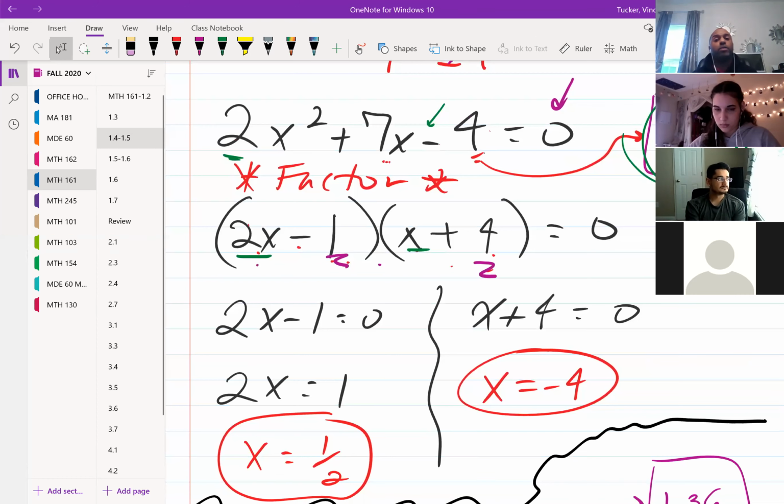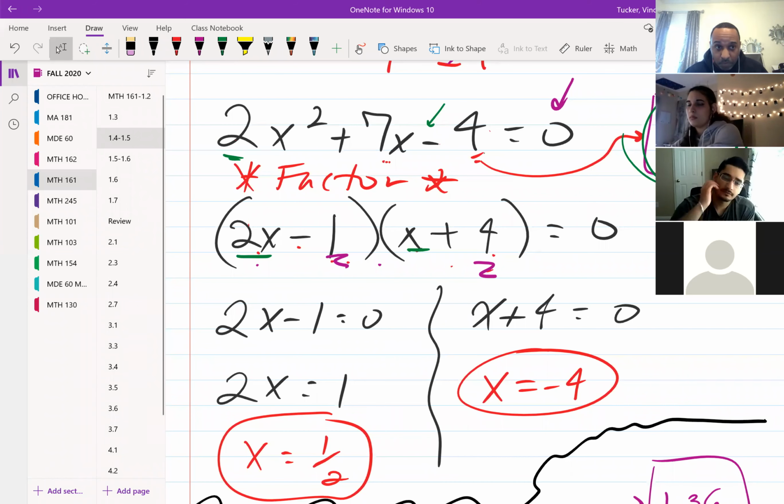So once we factored, that's 2x minus 1 equal to 0 and x plus 4 equal to 0, and you solve them accordingly. For 2x minus 1, we add 1 to both sides and divide by 2. That'll be x equal to 1/2. And then for the other one, you subtract 4 from both sides.